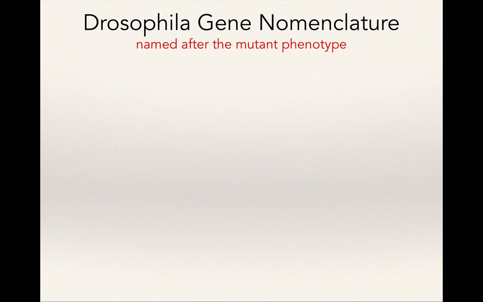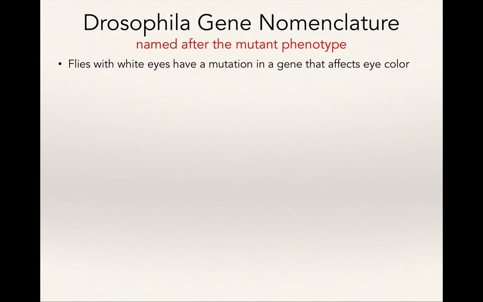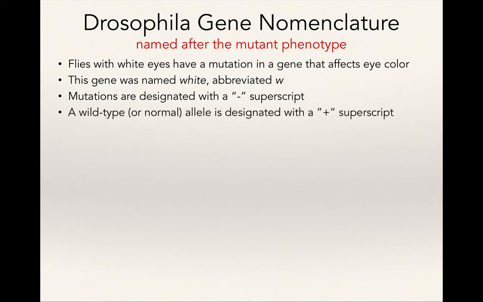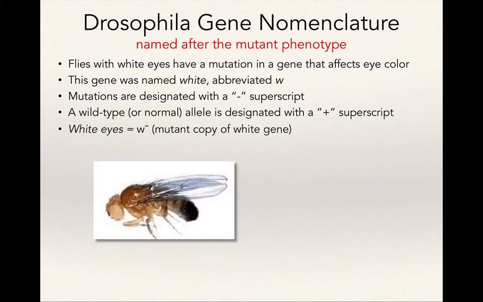In Drosophila, genes are often named for the mutant phenotype that we have observed. Flies with white eyes have a mutation in a gene that affects eye color. This gene was named white and abbreviated W. Mutations are designated with a minus superscript, and a wild type or normal allele is designated with a plus superscript.